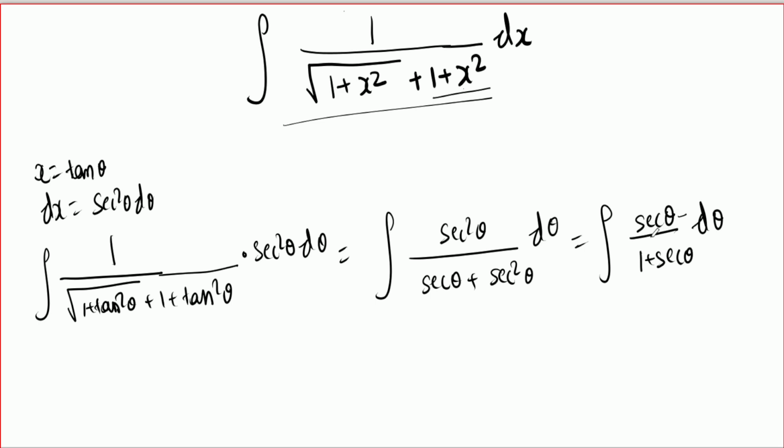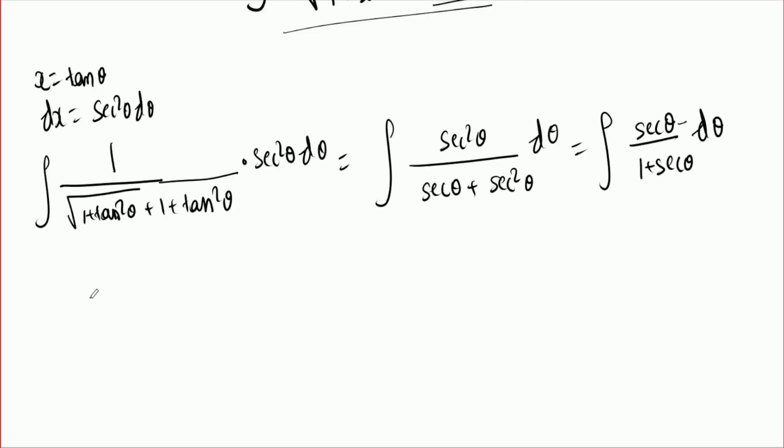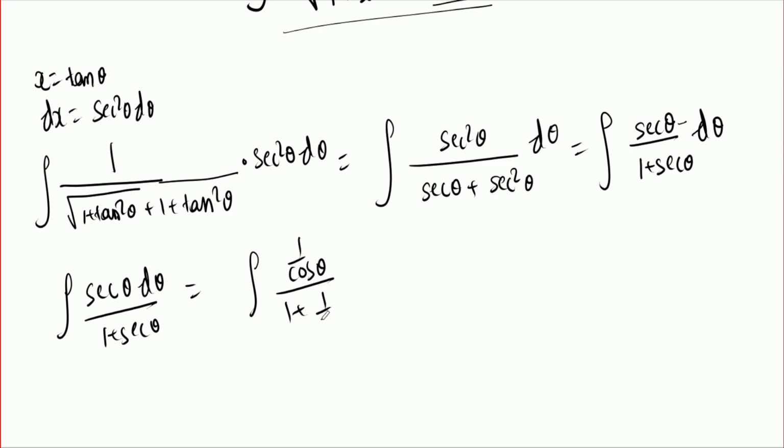I think I can just convert this into cos theta, right? So we are trying to integrate sec theta d theta over 1 plus sec theta, right? And if I convert this into cos, then this is 1 over cos theta over 1 plus 1 over cos theta d theta, right? And this is basically 1 over cos theta plus 1 d theta, right? Yeah, this cos and this cos get cancelled out, and this is simplified to this thing, right?